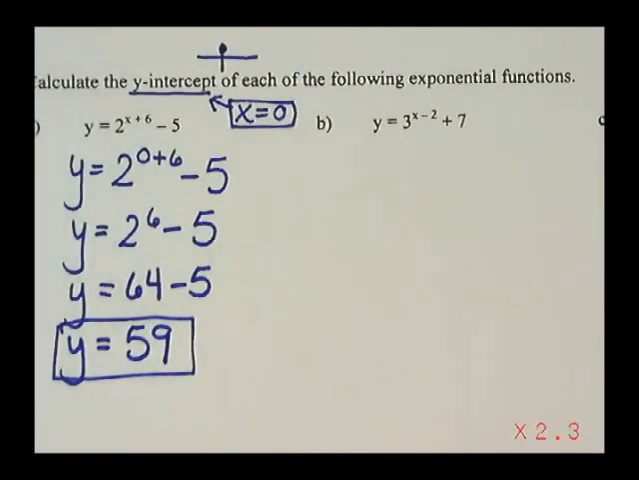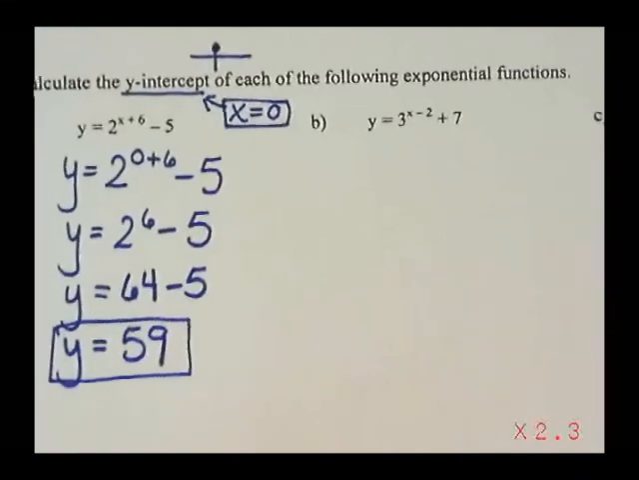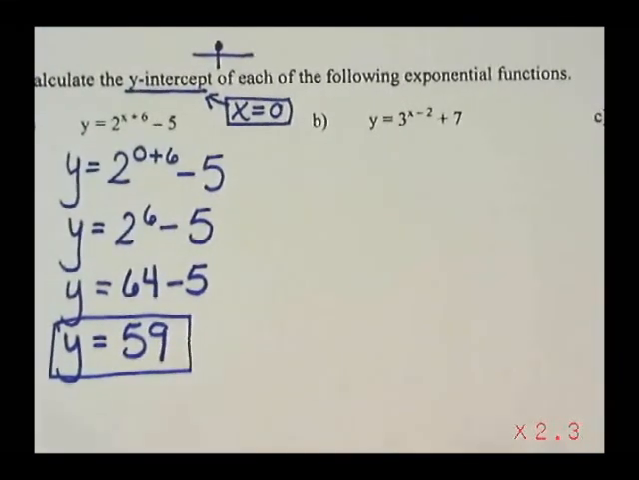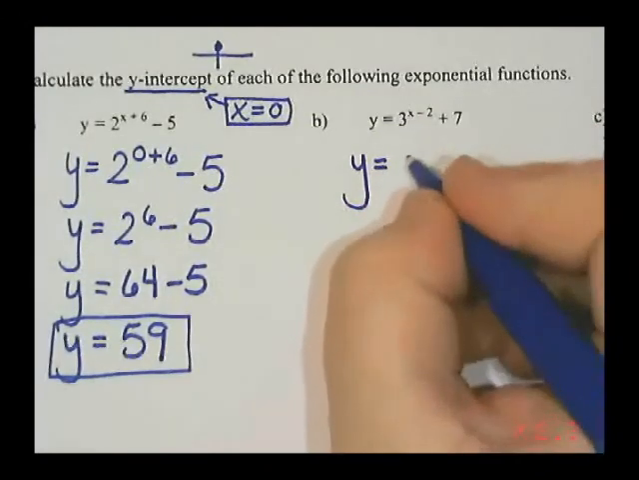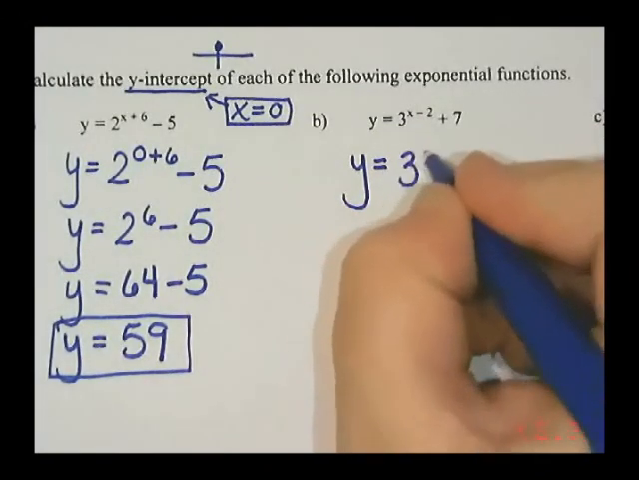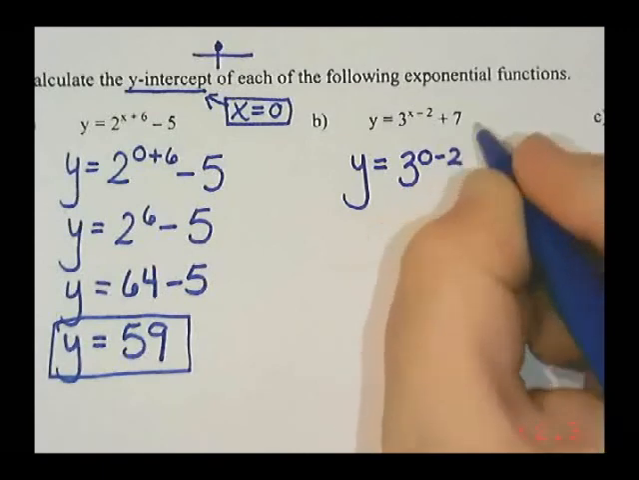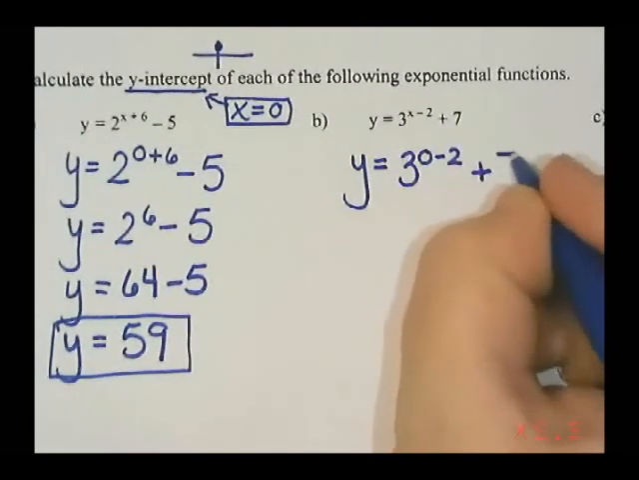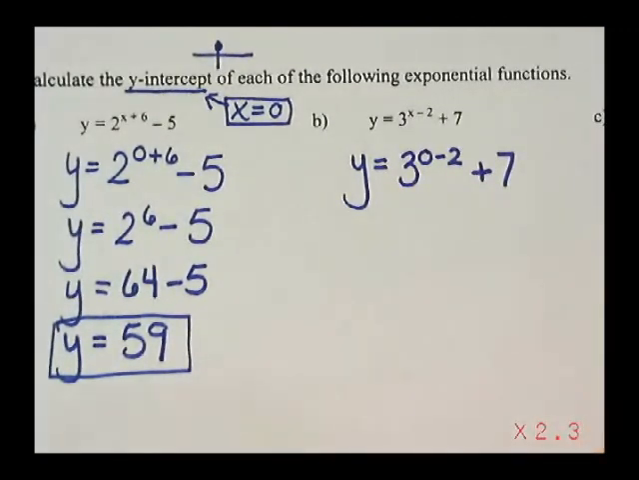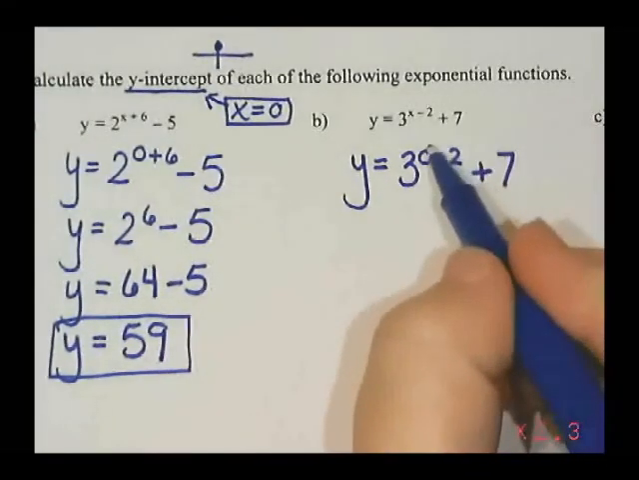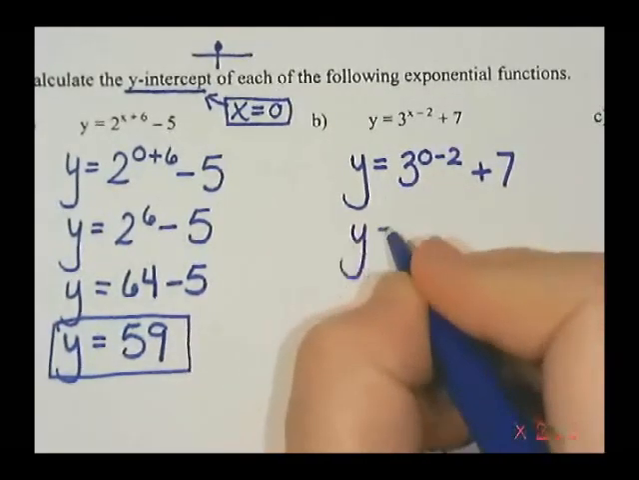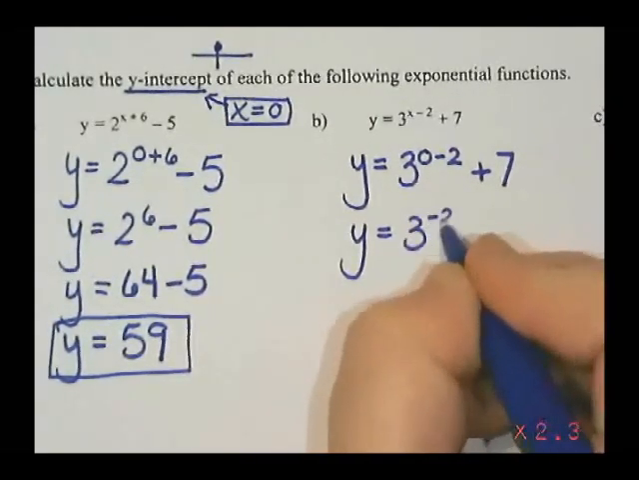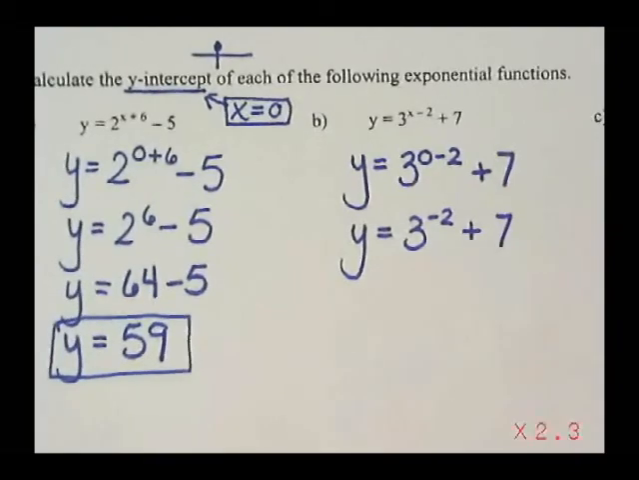Now the next one, y equals 3 to the x minus 2 plus 7. Same thing to find the y-intercept. Everywhere I see x, we're going to sub in 0. So we're going to do 3 to the power of 0 minus 2 plus 7. Okay, BEDMAS says we start with brackets. We don't have any. Then exponents. Well, I need to simplify the exponent first before I can evaluate it. So 0 minus 2 is negative 2 plus 7.